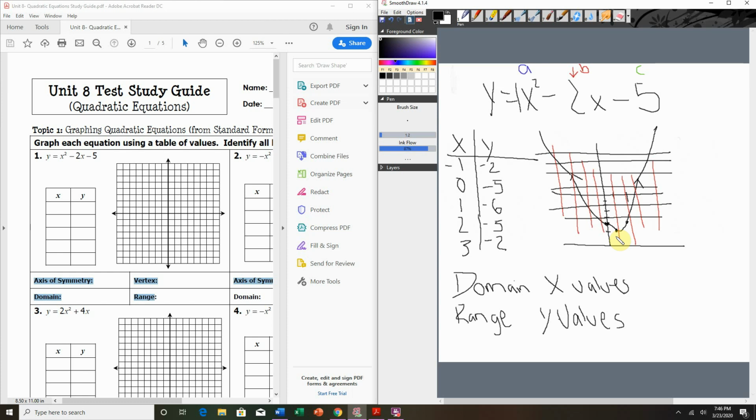Okay, so let's think about this for a second. It can't be negative 9. It's only going up. So that means it has to be greater than negative 6. Okay, so our range in this case would be y is greater than, and we're going to include negative 6 because we have an open circle. So y is greater than or equal to negative 6. Okay, so our range in this case.